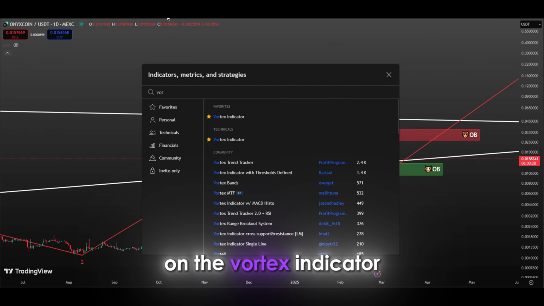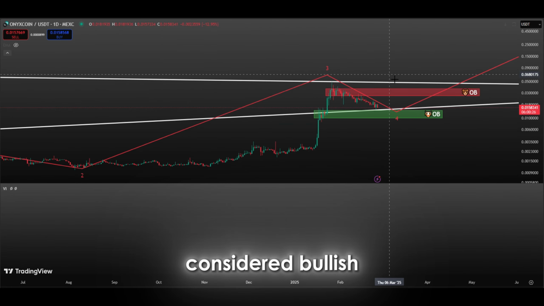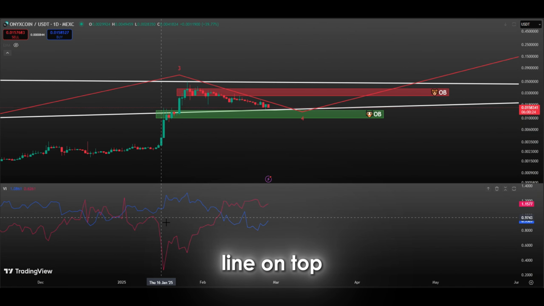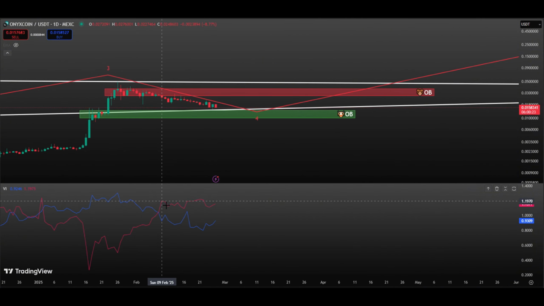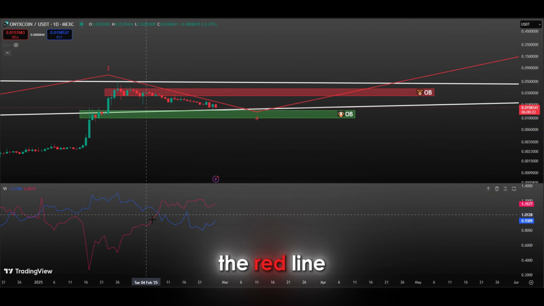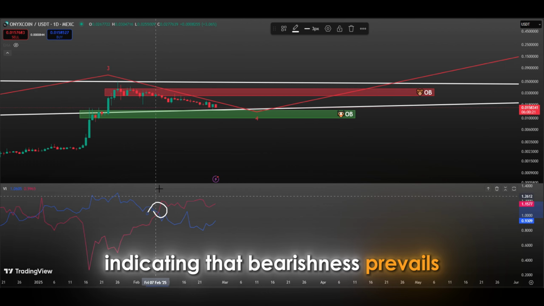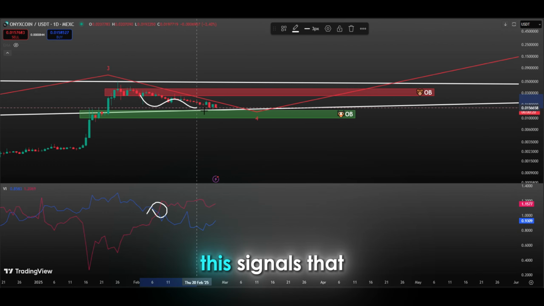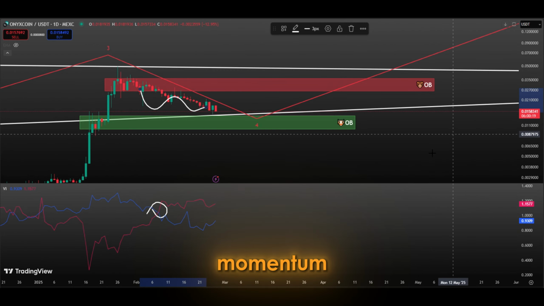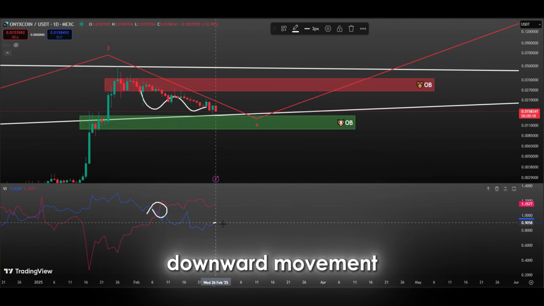On the Vortex indicator, a blue line on top is considered bullish, and a red line on top is considered bearish. In the current situation, the red line is on the upper side, indicating that bearishness prevails. This signals that the market is currently in a negative momentum, and the price is following a downward movement.